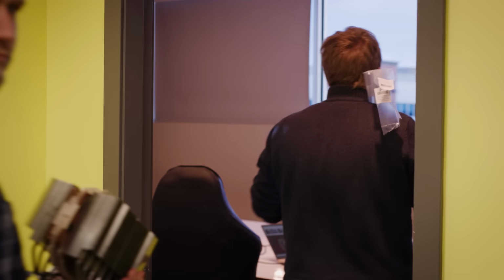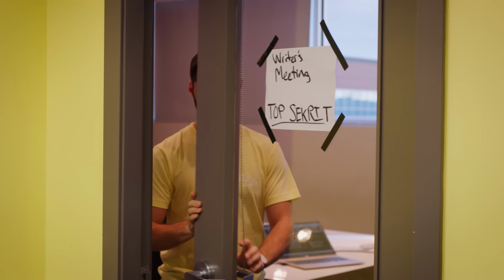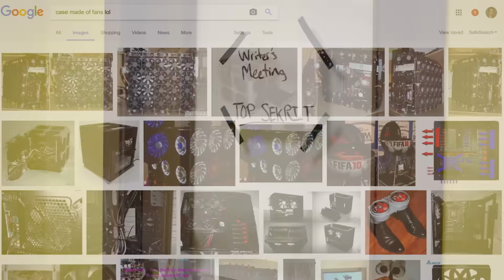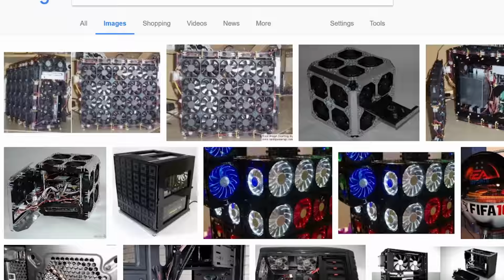So this idea was actually pitched months ago in a writer's brainstorming meeting when, well, let's just say we got totally off topic discussing old computer hardware memes. But instead of making a case made of fans, we should do a case made of radiators. Right, and it should have no fans at all. Yes!